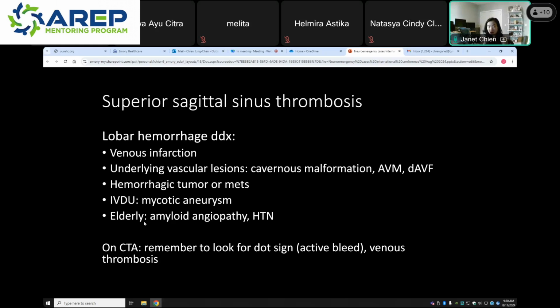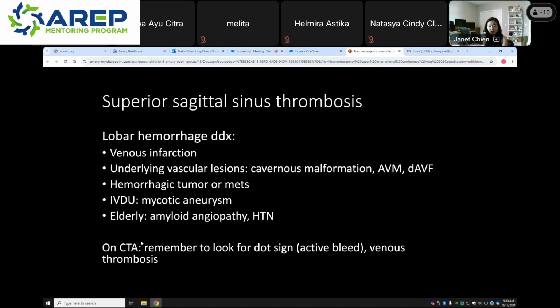And then in elderly, if you have lobar hemorrhage, you want to think about amyloid angiopathy. And on MRI, on susceptibility weighted imaging, you would see lobar predominant microhemorrhages with sparing of the deep gray. Or, because hypertension is so common, even though hypertension mostly affects the deep gray, if you have enough, it can also bleed within the lobar area.